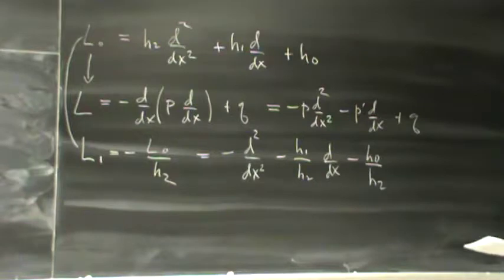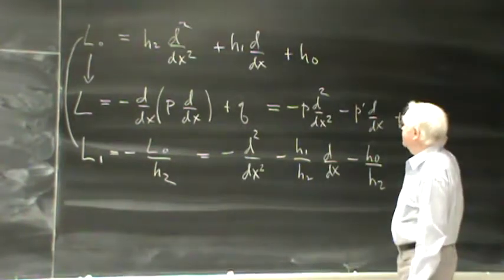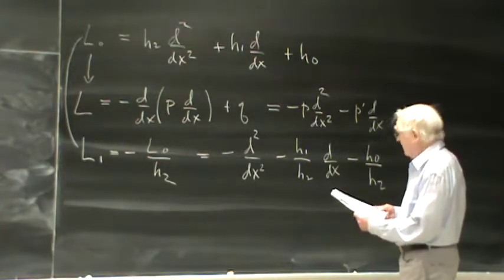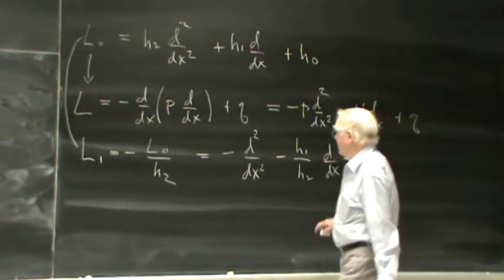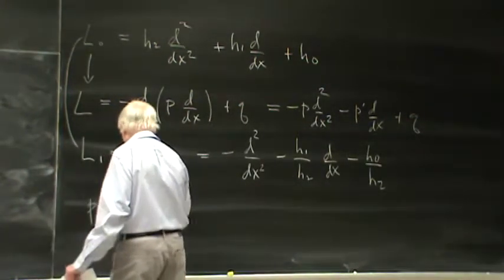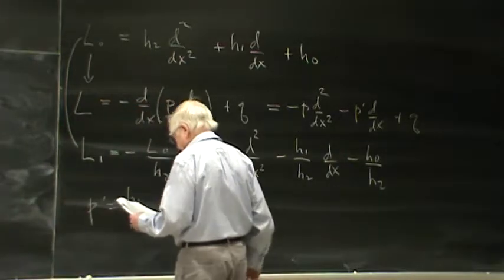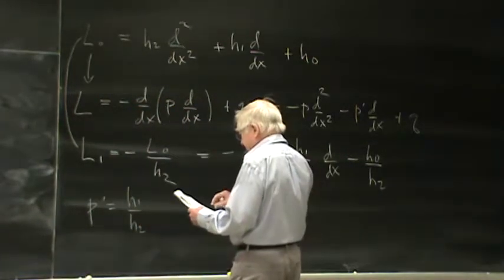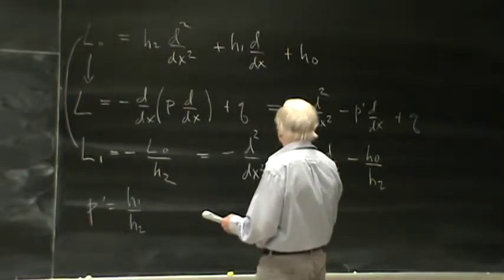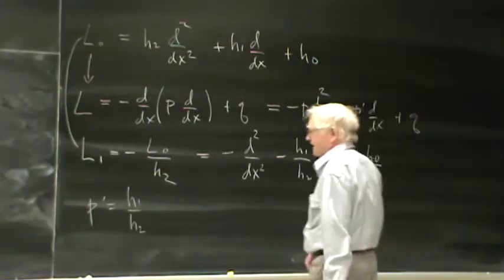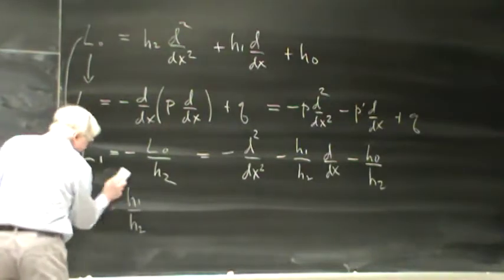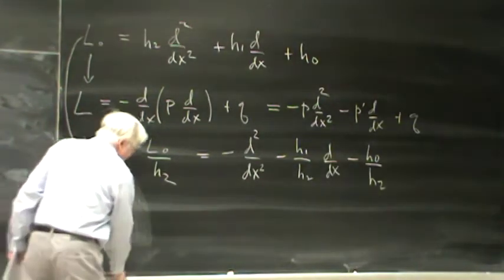All right, anyway, how are we going to fix this? Well, comparing these two, we see what p prime would be. Namely, p prime is h1 over h2, and, well, actually, I shouldn't have said that. That was a spontaneous mistake.